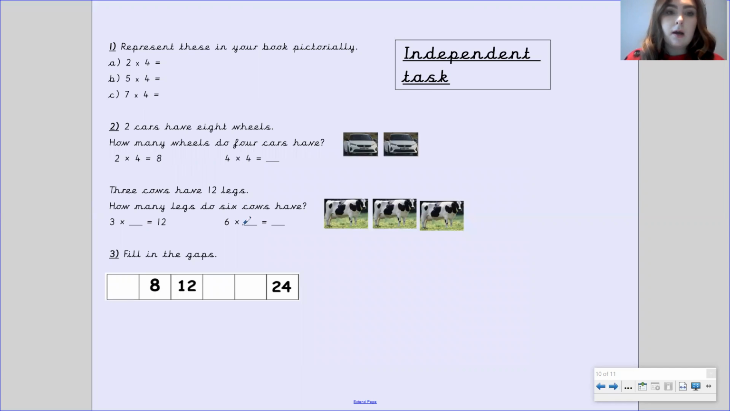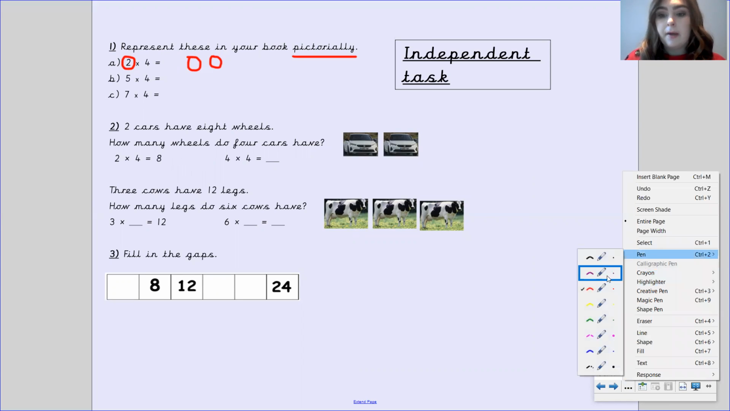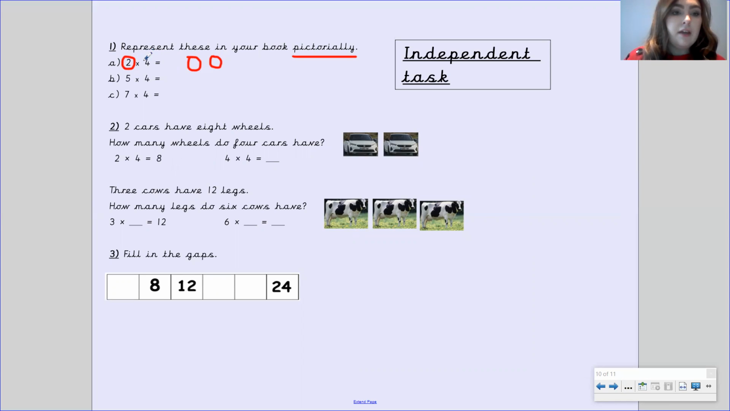Okay, so your task now. On a piece of paper, I would like for you to answer these questions. So question number 1 says, represent these pictorially, which means you need to draw them out. Remember, 2 times 4 equals what? You've got 2 here. This is your number of groups. That's how many circles you're going to draw. 1, 2. And then the next number is how many you're going to have in each of your groups, which is 4. So you need to draw 4 dots in each group. And then count them up to give you your total.